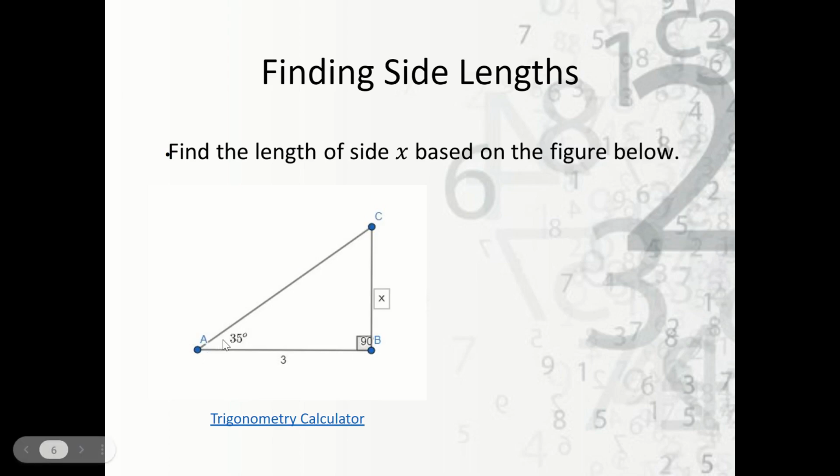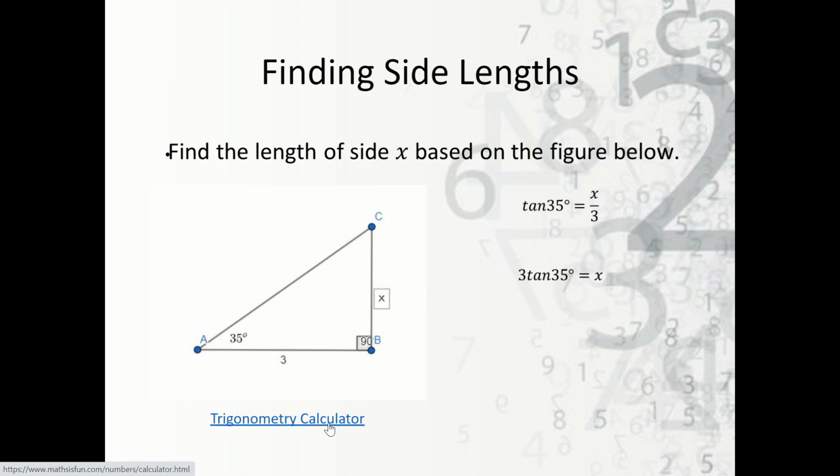So we're going to say that tangent 35 degrees is equal to opposite over adjacent, which is x over 3. Now we need to get x by itself, so the 3 is dividing x, so we're going to undo that by multiplying. We multiply both sides by 3, and now we get 3 tangent 35 degrees is equal to x. Now we have x by itself, so we just need to plug this into our calculator.